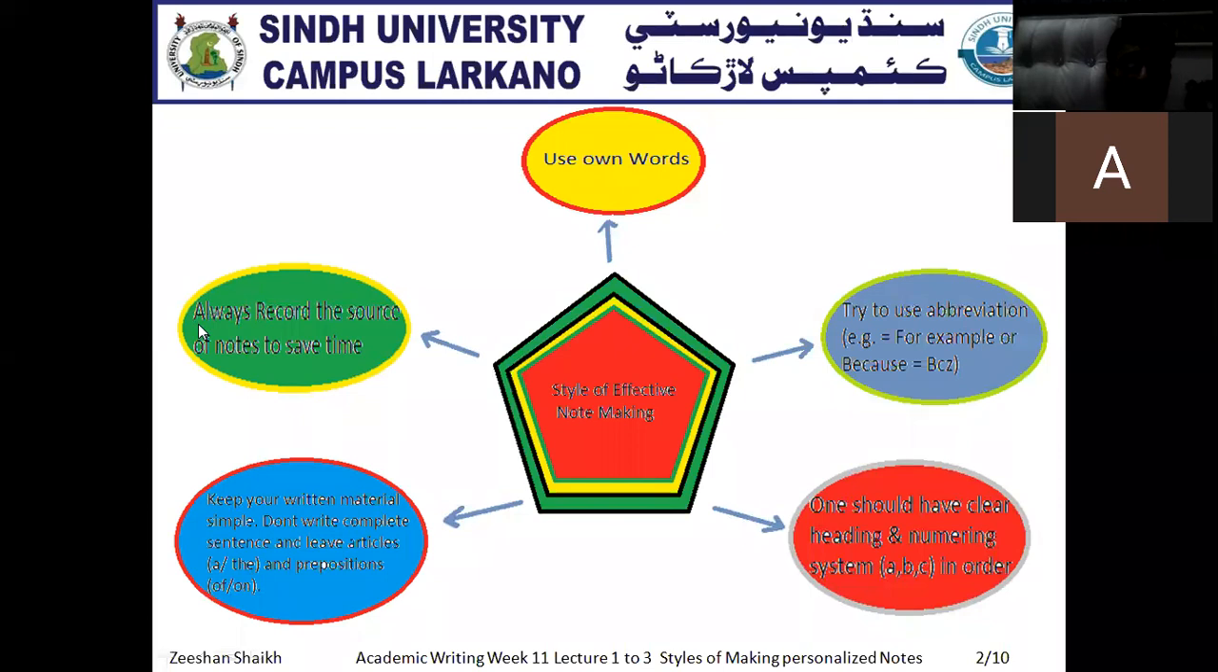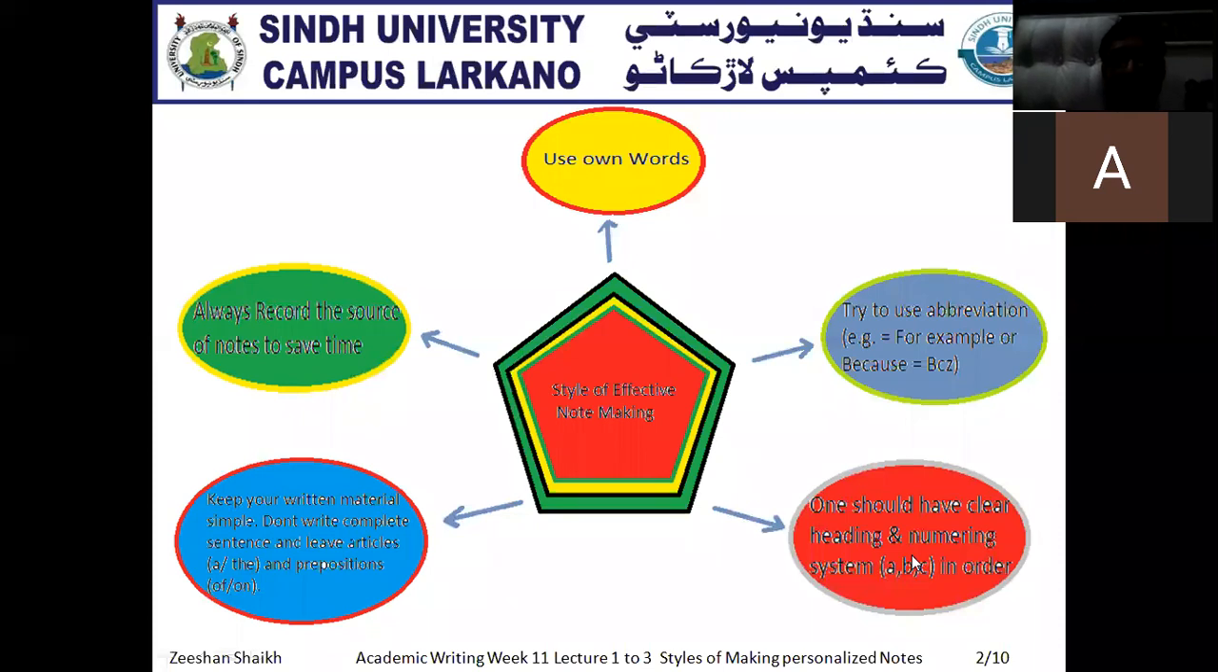Then at the second, I'll put the second number on "always record the source." Now at the third, I'll use "keep your writing simple." Now I will give it the third number, and for the fourth one, try to use the abbreviation. Now that becomes the fourth, and the last of the list, now fifth. So I have to give the number in each heading.